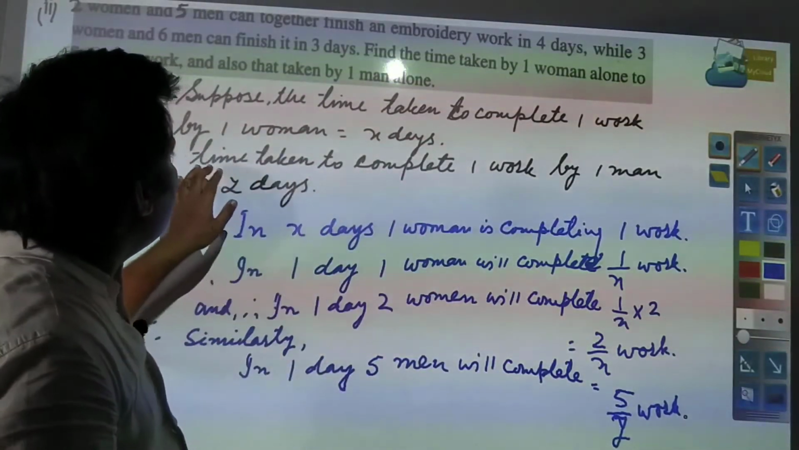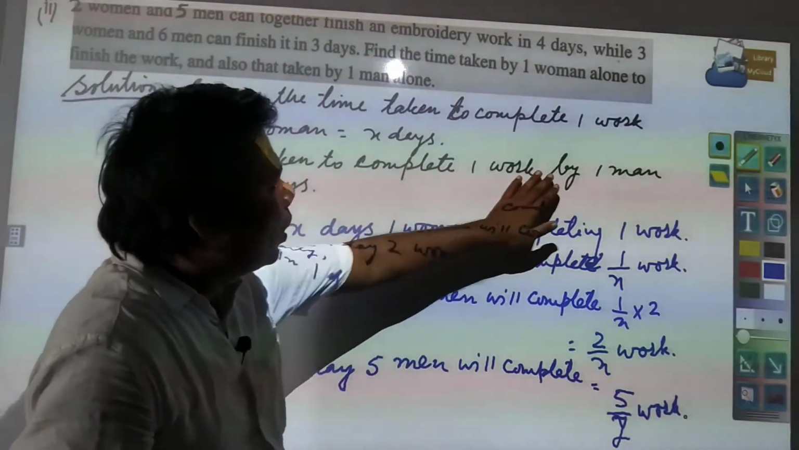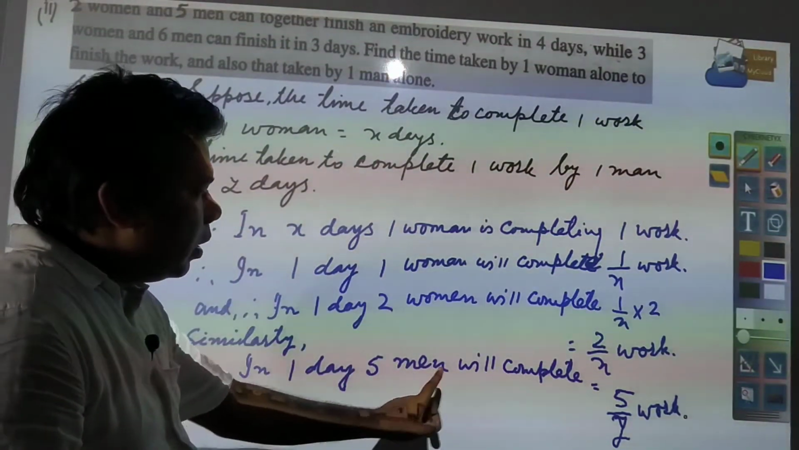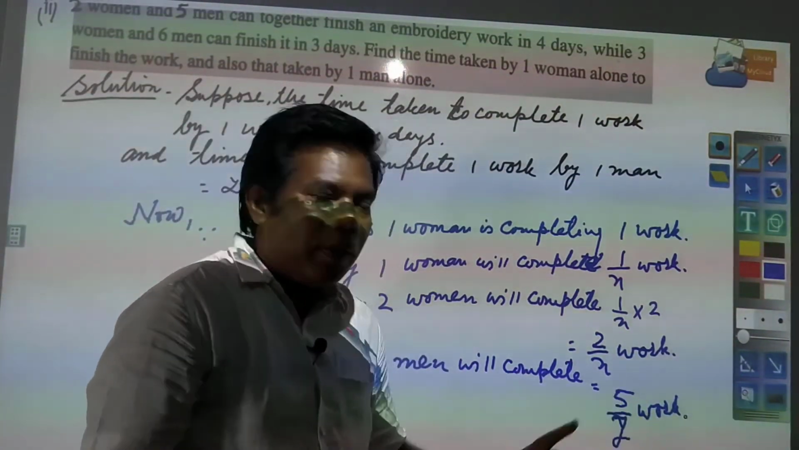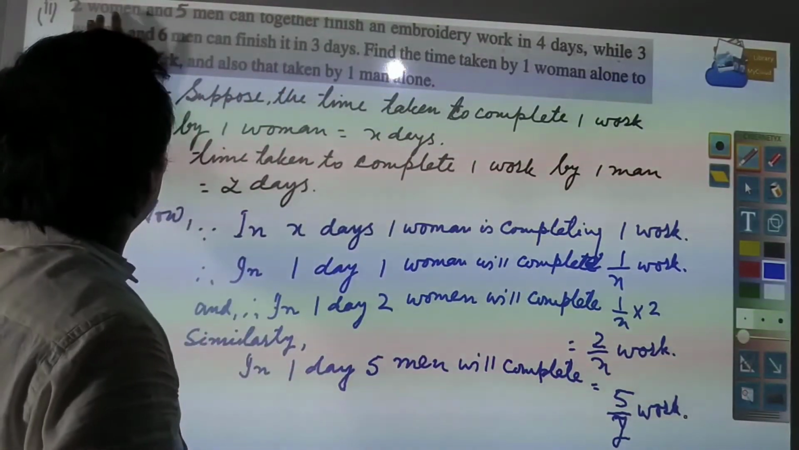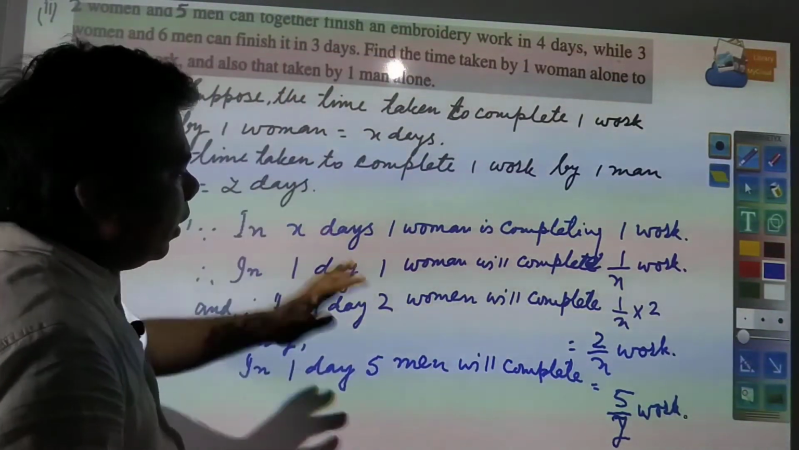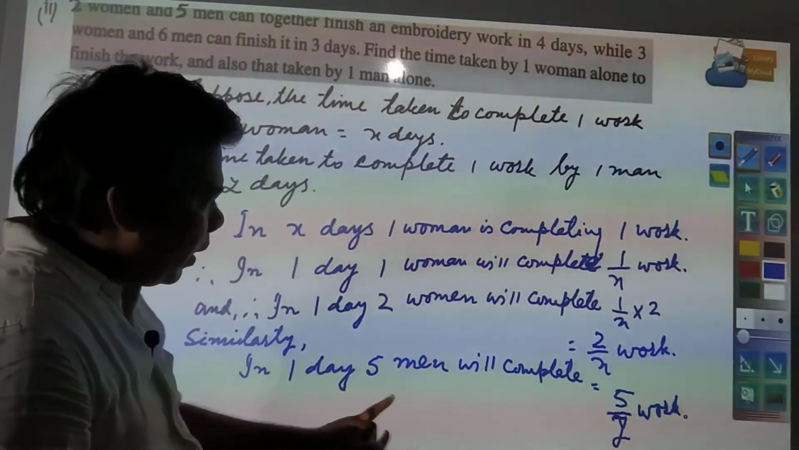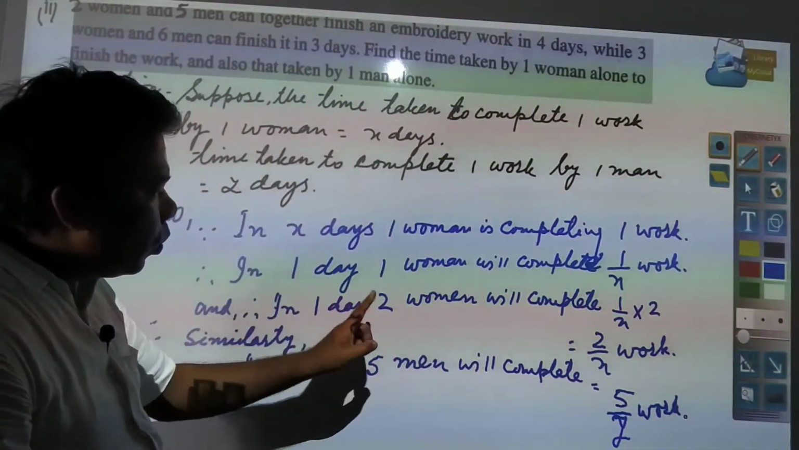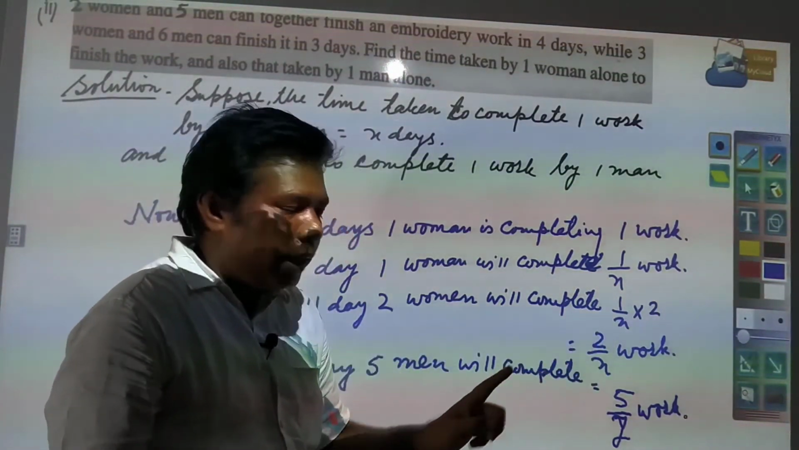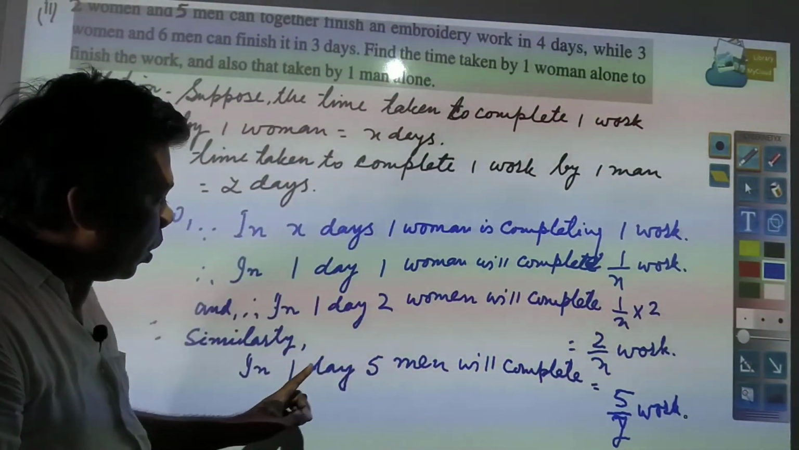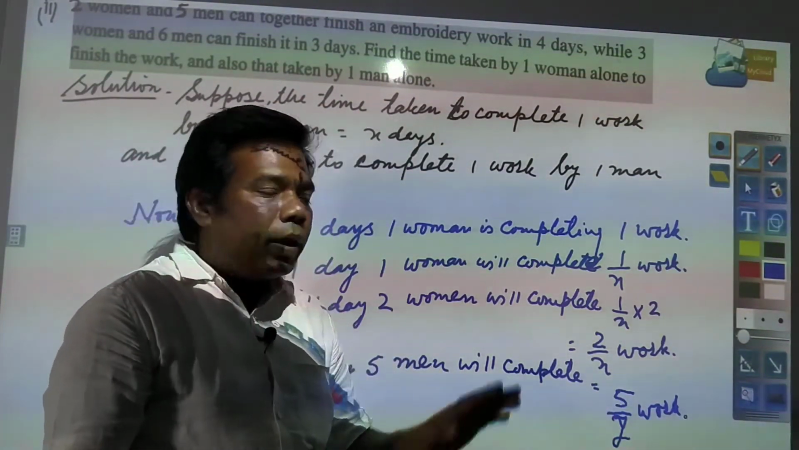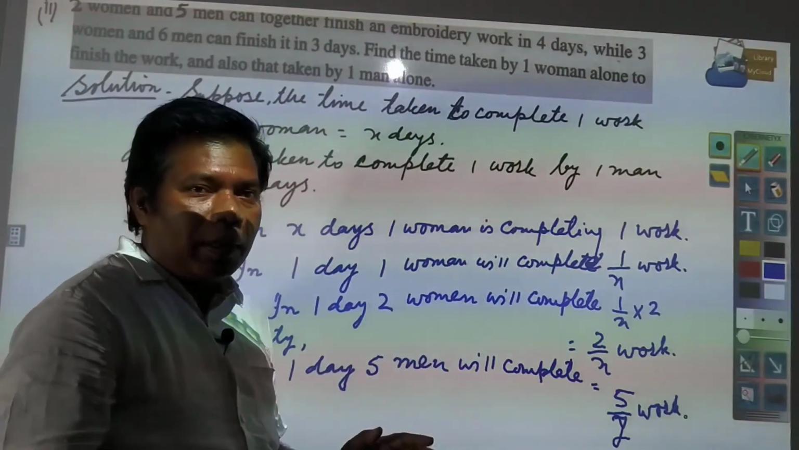Since we have assumed the time taken to complete one work by one man is y days, in one day 5 men will complete 5 by y work. If 2 women and 5 men are working together for one day, 2 women are completing 2 by x work, and 5 men are completing 5 by y work. But to complete the whole work, how much time will they take?